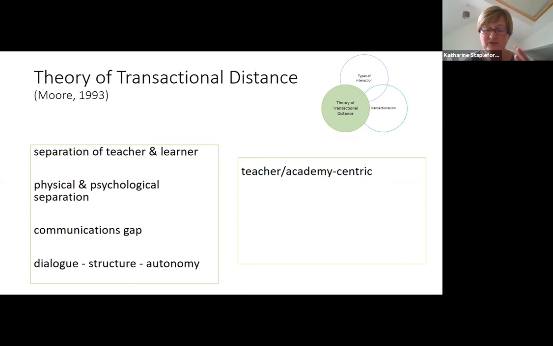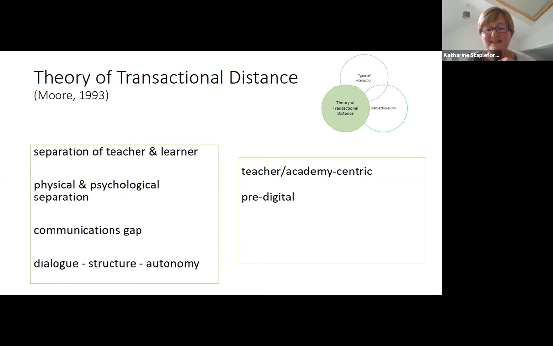So it's teacher-centric. The dialogue that he talks about is instructional dialogue. The structure is that decided by the academy, and the autonomy is that required by the structure. So it's very much from the perspective of an institution. It's about distance learning programs, really, rather than distance learners.